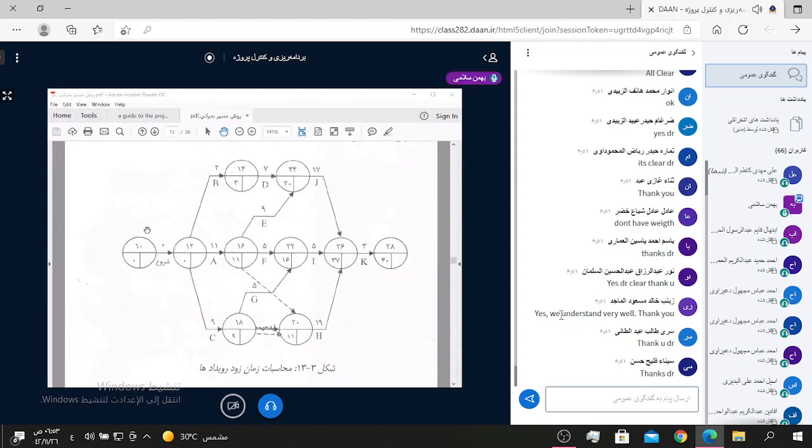This circle, the big circle, is a node. We separated the node into some parts for evaluation of some issue and write it in this part.